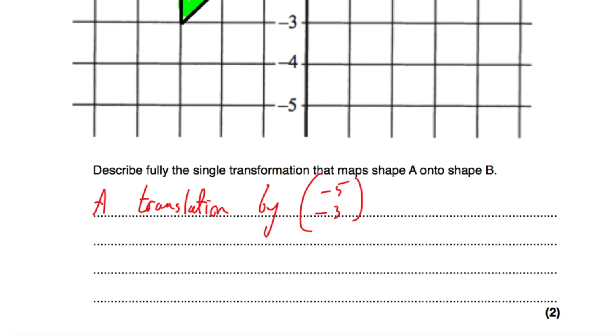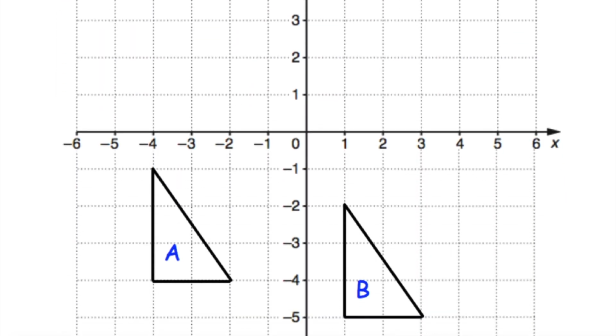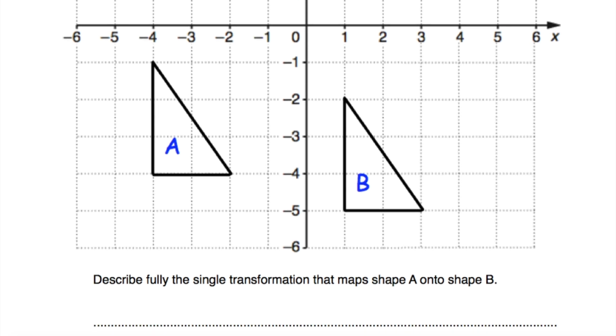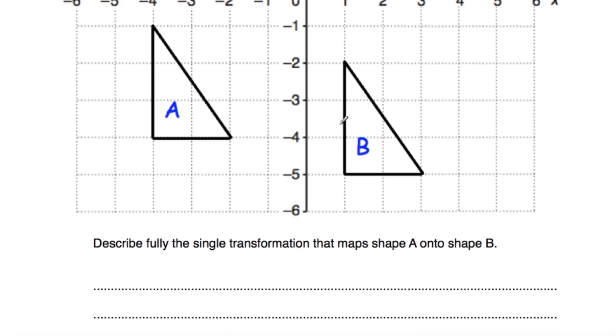Okay, let's look at our next question. Okay, so question number 16. We've got these two right angle triangles, A and B on the grid here. And actually, we can just keep the screen here. So we've got A and B, and it says, describe fully the single transformation that maps shape A onto B. So how would you get from A to B?